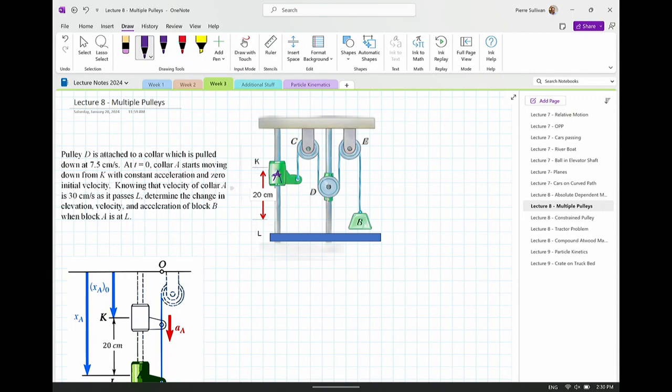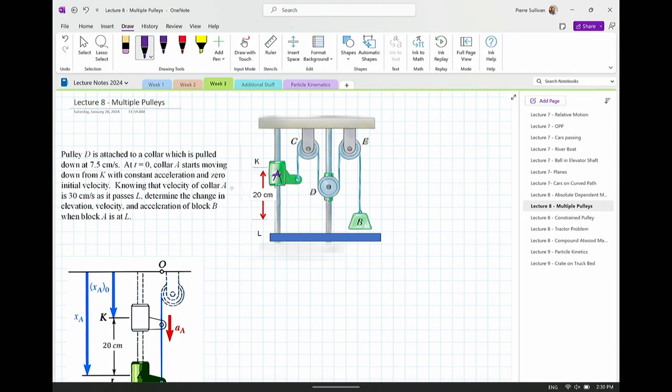And so it's not going to be a fixed length. And as you calculate things, you're going to have to know where everything is relative to each other. Pulley D is attached to a collar which is pulled down at 7.5 meters per second. Centimeters per second, excuse me. At time equals 0, collar A starts moving down from K with constant acceleration and 0 initial velocity.